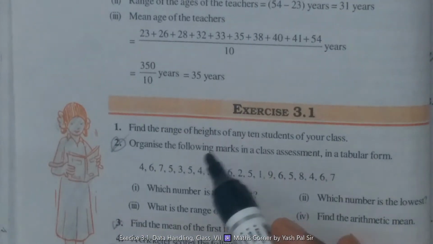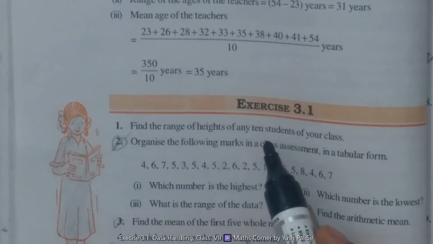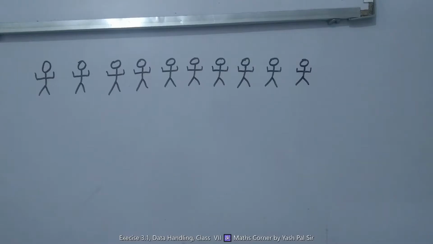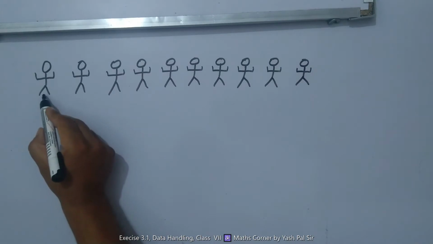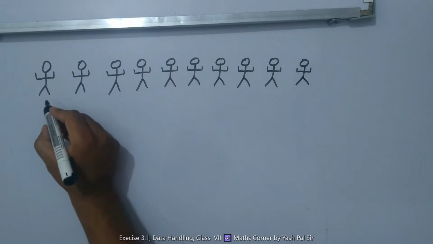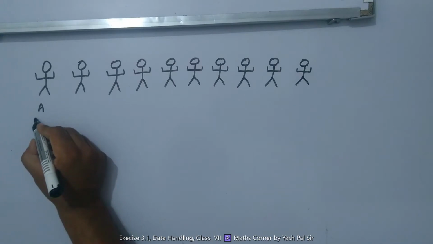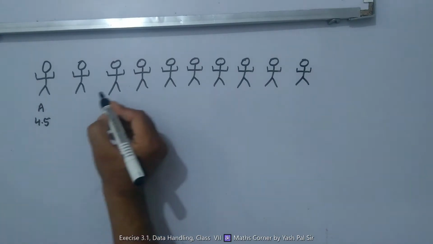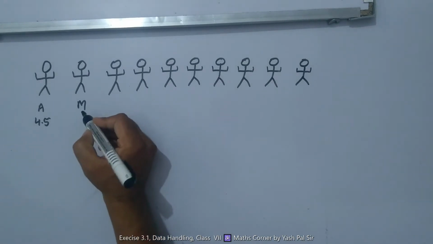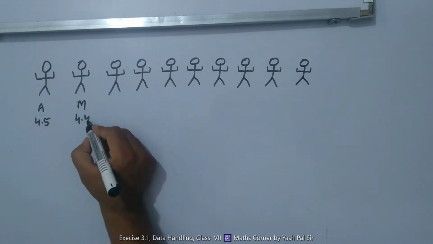First of all, the very first question of the exercise is: find the range of the heights of any 10 students of your class. So let us find how to find the range. We have 10 students in my class. Suppose this is Akshara and the height of Akshara is 4.5 feet, 4 feet 5 inch. Next is Molvika. Suppose height of Molvika is 4.4, 4 feet 4 inch.